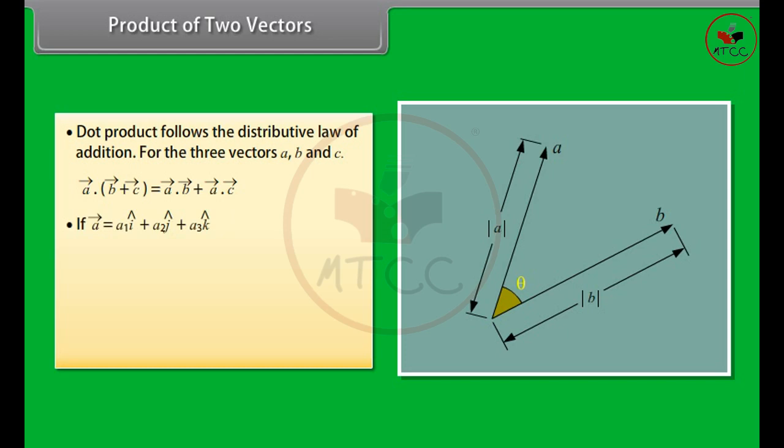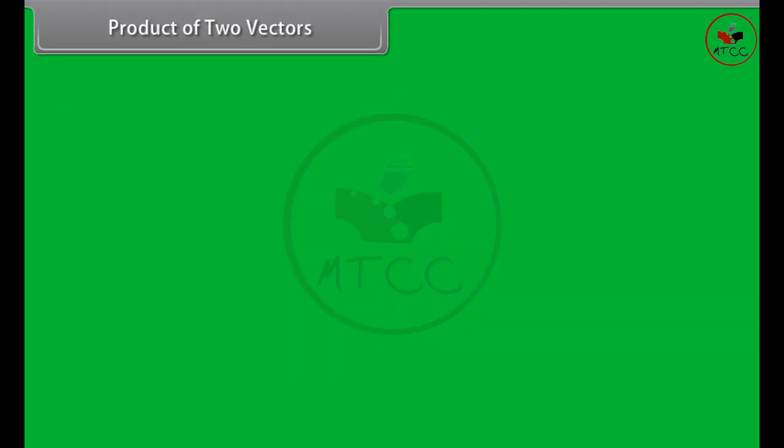If vector A is equal to A1 cap I plus A2 cap j plus A3 cap k, and vector B equals B1 cap I plus B2 cap j plus B3 cap k, then the dot product of vector A and B equals A1 B1 plus A2 B2 plus A3 B3, the product of two vectors.